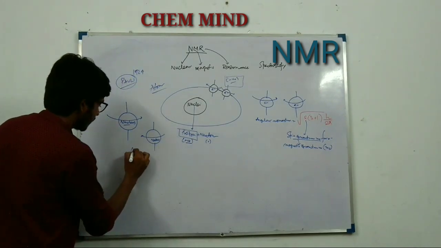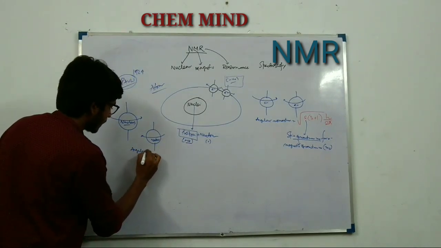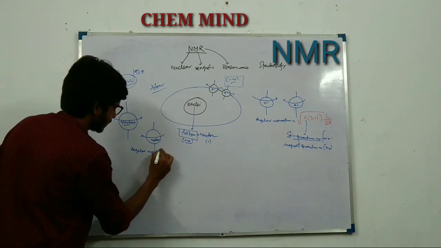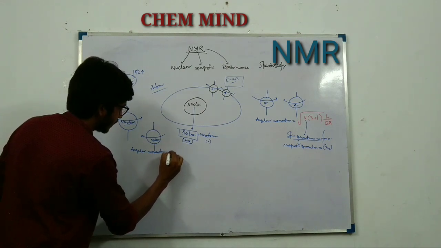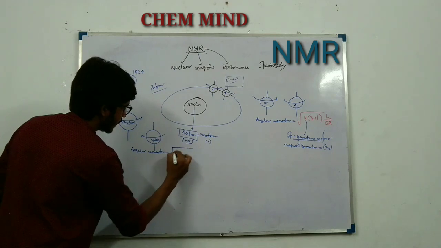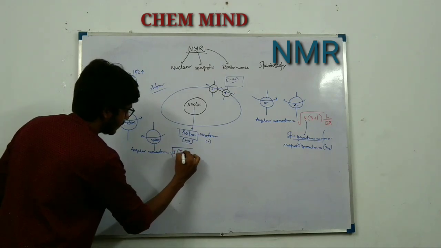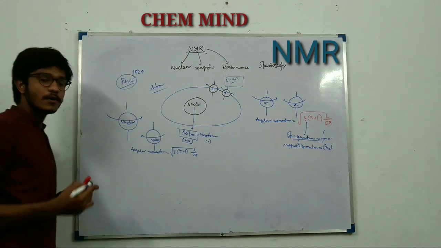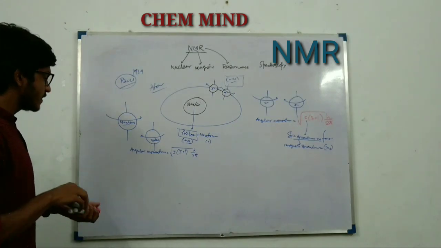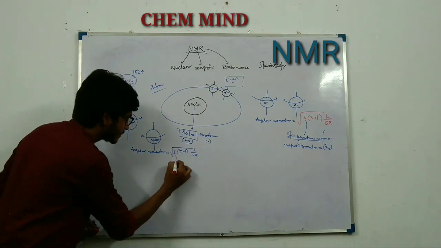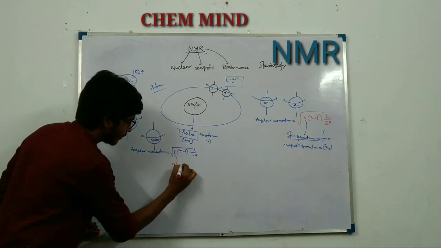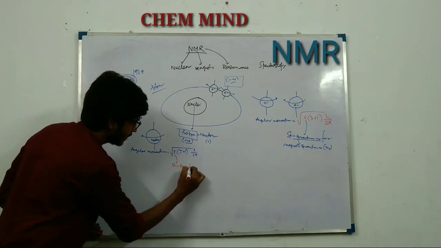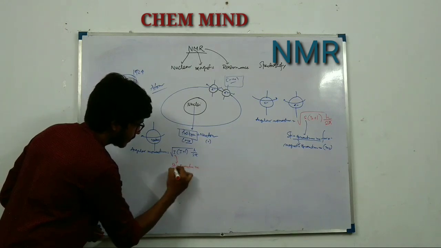Now, obviously, there is production of angular momentum, and that angular momentum has the formula square root of I into (I plus 1) times h by 2 pi. So in this case, that particular I is the spin quantum number.